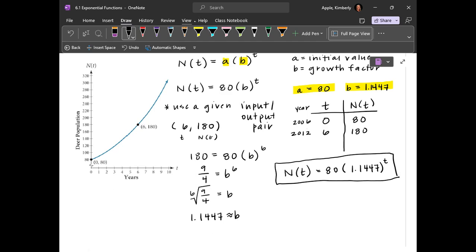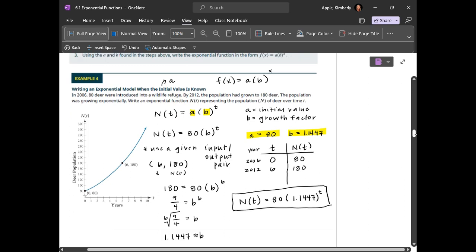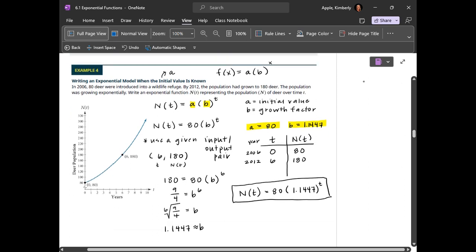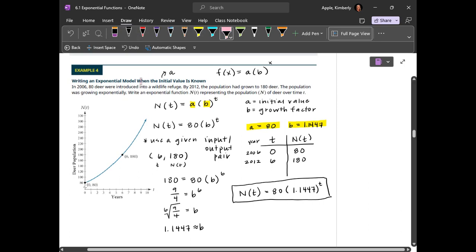So again, to recap what we did, because we did a lot, and I explained a lot of things as we were going, but to look at it as a whole, I know that I need to write this function. I know that A is the initial value and B is the growth factor. I know A, so I will go ahead and plug that in. I still need B. And the only way to find that with the information I'm given is to use an input-output pair, because I am given those.